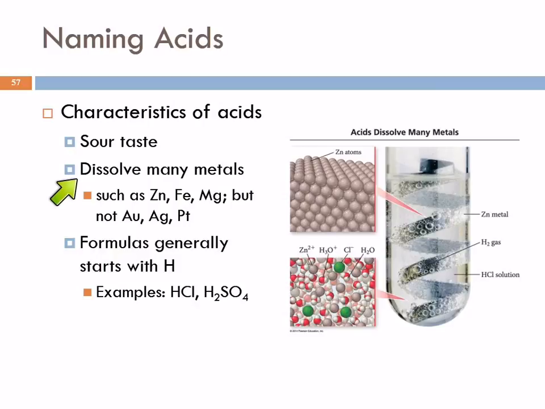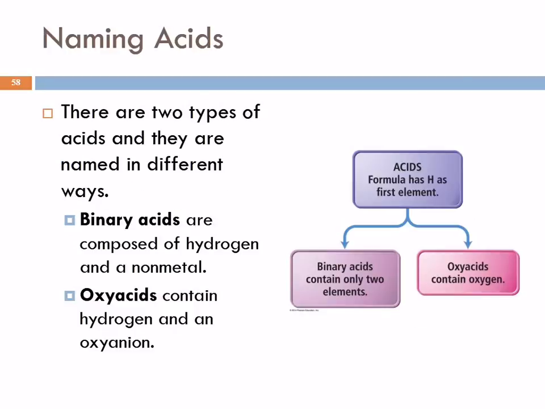Acids do dissolve many metals. They'll dissolve iron and zinc and magnesium, but they don't dissolve some of the others like silver, gold, and platinum. And their formulas generally start with H. So here's a couple of examples, HCl and H2SO4. We recognize these as acids or potential acids because the formula starts with H. There's two kinds of acids, binary acids and oxyacids. I prefer to think of them as oxyacids and the other kinds.